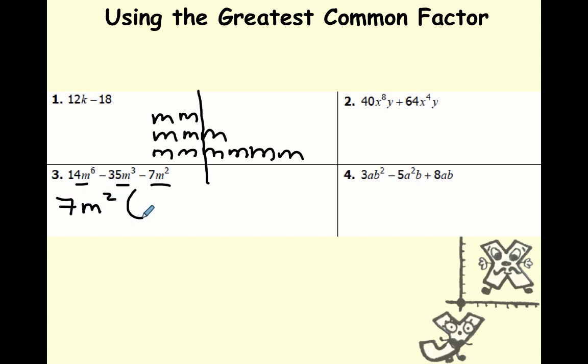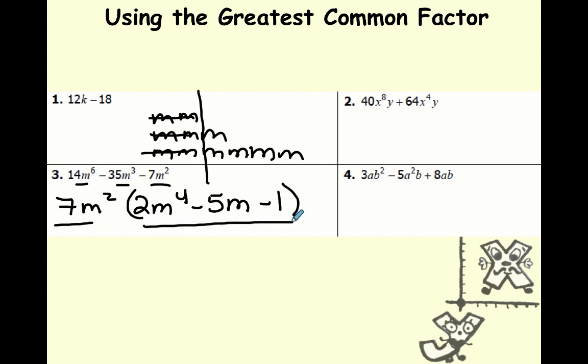And now I'm going to look at what remains. 14 divided by 7 is 2. M to the 6, when I take out that m squared, it leaves me m to the 4th. And then I have negative 35 divided by 7, which is 5. And when I take out the m squared, it leaves me m. And then negative 7m squared divided by 7 is negative 1. And when I take out the m squared, it doesn't leave me any m's. So it's a product of 7m squared and then 2m to the 4th minus 5m minus 1. So these are each considered to be factors. Remember, factors are things we multiply to get a product.